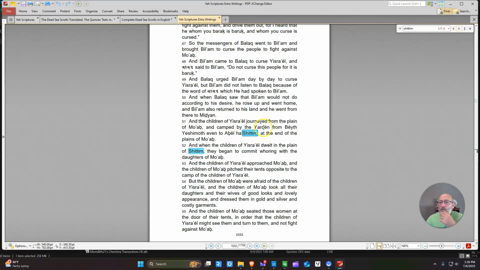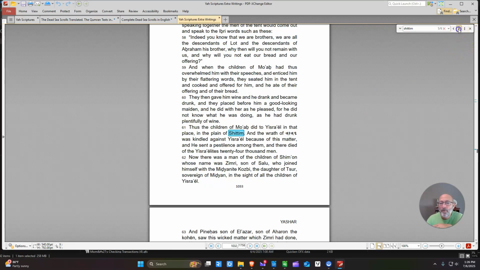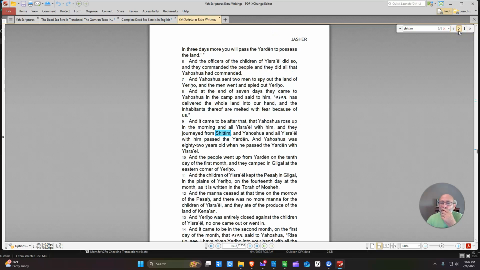And the children of Israel journeyed from the plain of Moab and camped by the Yarden, from Beit Yeshimoth even to Abel Hashittim, the end of the plains of Moab. And when the children of Israel dwelt in the plain of Shittim, they began to commit whoring. Okay, not what we're after here. Once again, the children of Moab did to Israel what took place in the plain of Shittim, journeyed from Shittim, and they journeyed from Yahushua and Yisrael with him past the Yarden. Okay, that was the last one.